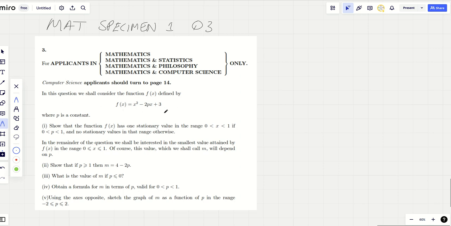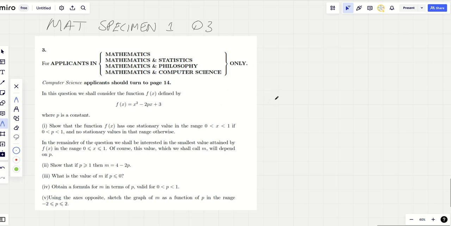Okay, so we've got this. It's just a quadratic with one unknown, one constant, p, which they might vary, but they're going to restrict its values. So show that the function has one stationary value in that range if p is in that range. Well, the stationary point is just x equals p. You could see that from completing the square in your head.